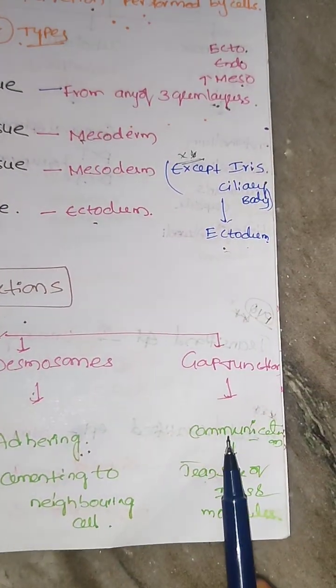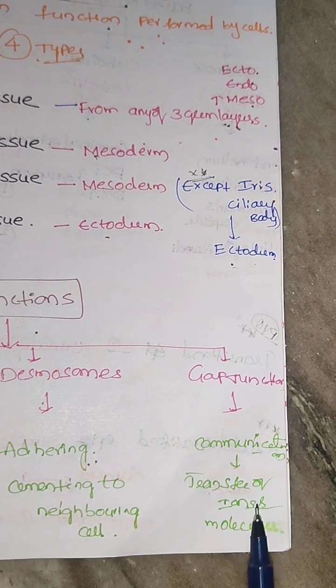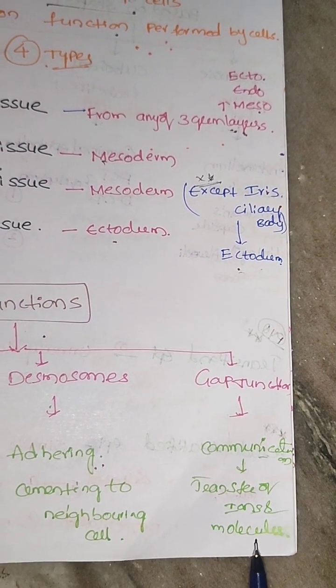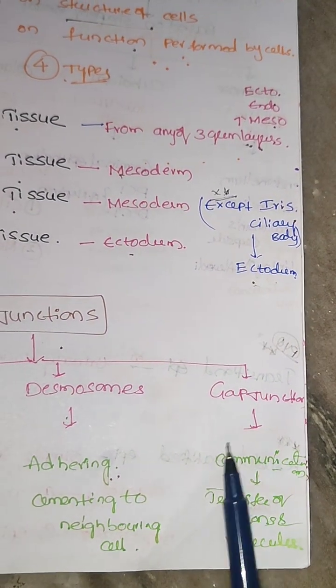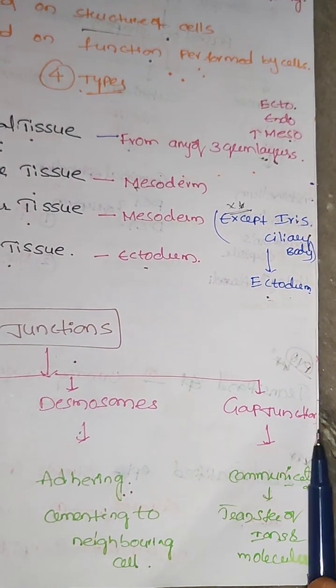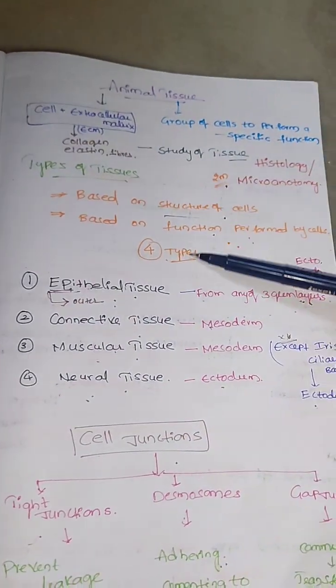Next, gap junctions. They communicate and transfer ions, molecules and information, minerals, transport, all with the help of gap junctions. So these are all the types of junctions.